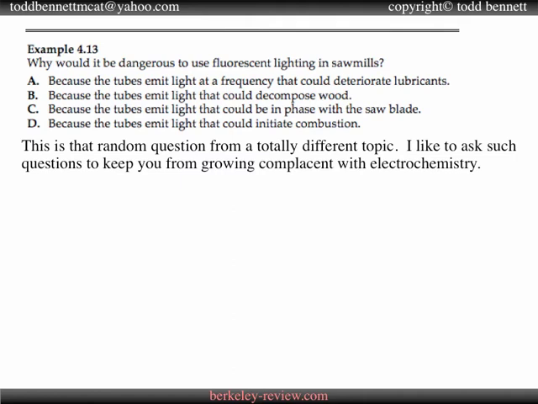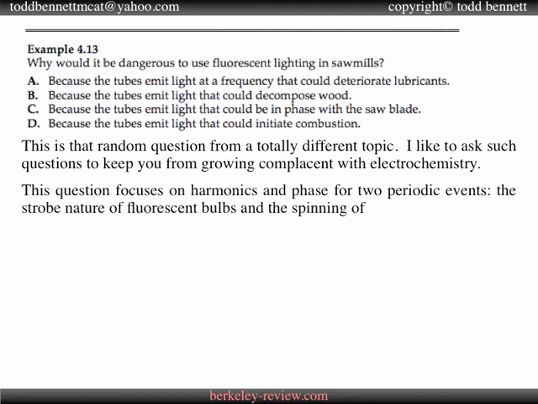So for fluorescent lights, they run on AC current, which means technically they are a strobe light. They're on, they're off, they're on, they're off, and they have a certain frequency. So this is just pointing out that current is AC that we use for our household appliances. It is going to flash at a certain frequency.